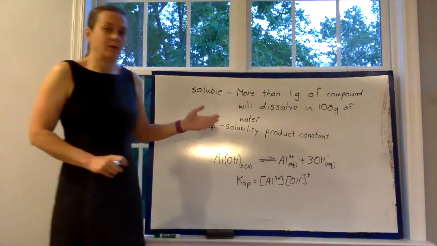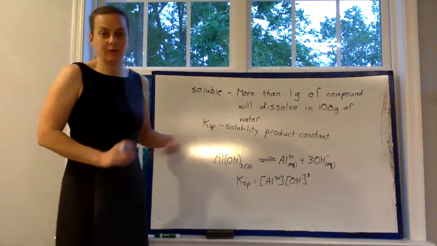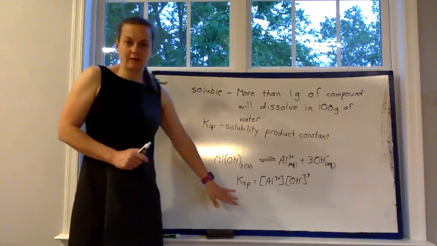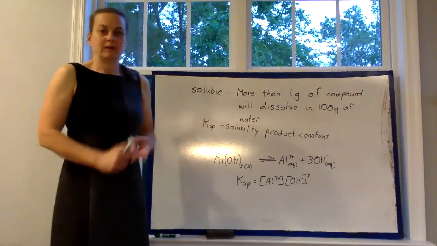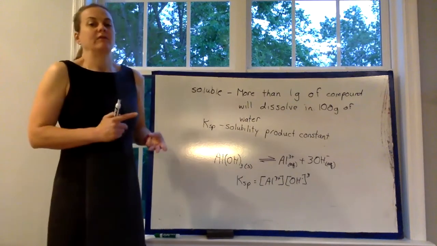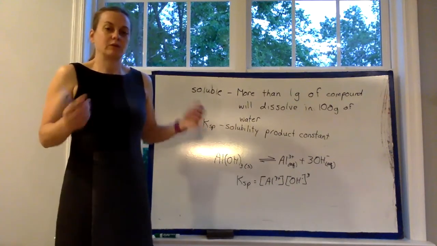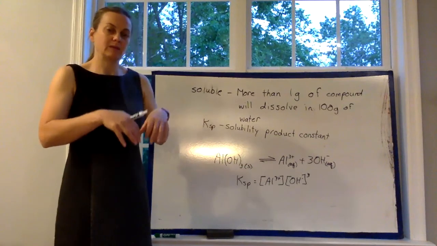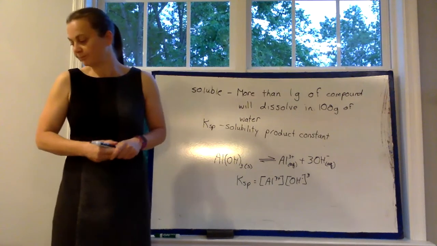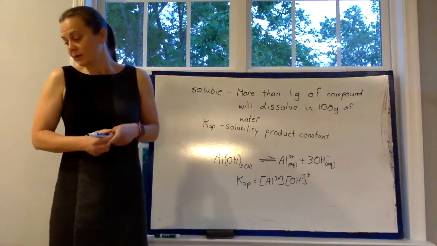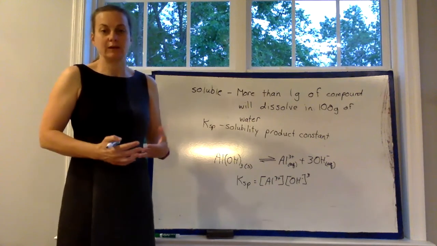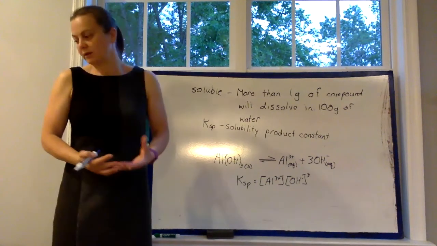Okay, so we can do a lot of things with solubility product constant. If we're given concentrations, we can determine the value of KSP. If we're given KSP, we can determine the concentrations. If we're given KSP and we're given 2 solutions and we're told that we're going to mix them, we can determine whether or not a precipitate is going to form. So let's start with the easy ones. Let's start with calculating KSP from concentrations.